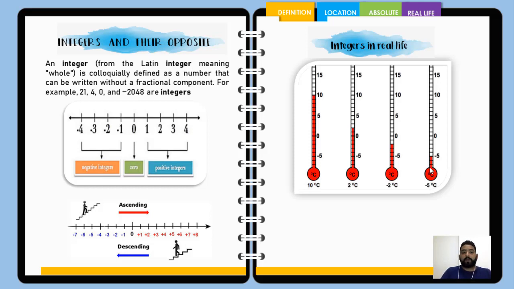So this is the topic integers and their opposites. I hope that you can understand these definitions better. Okay, good job.